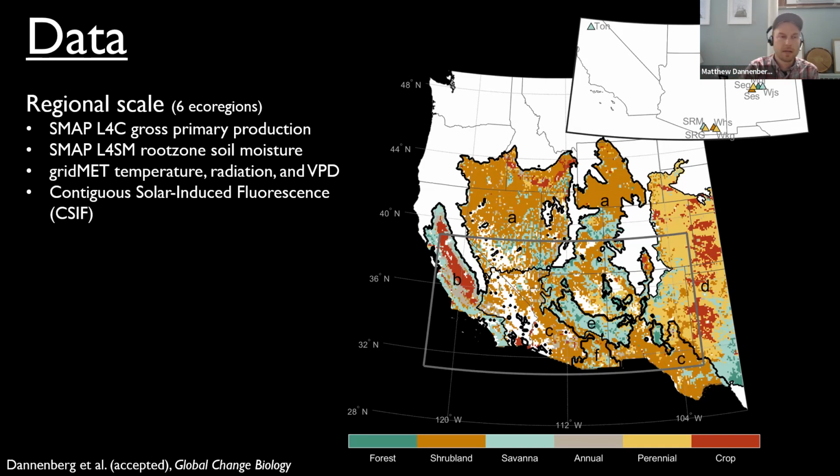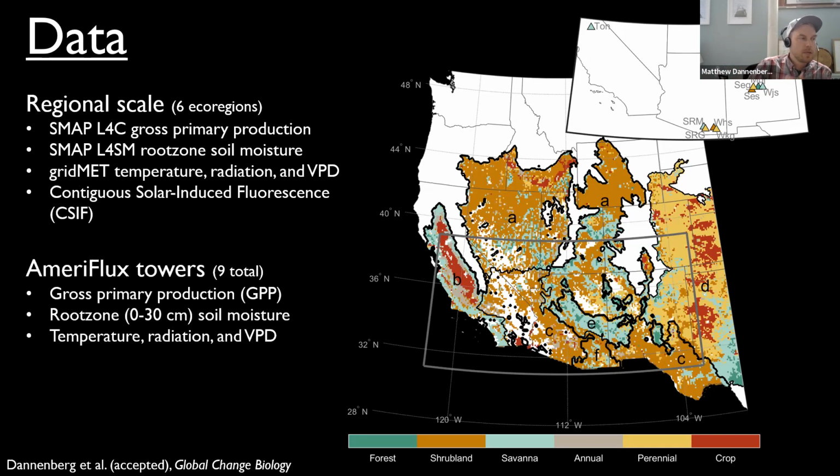It's a satellite-only product. And then the other thing we used was gross primary production estimates from 9 Ameriflux towers across the region, shown in this inset map, including 4 towers in New Mexico, 4 in southeastern Arizona, and 1 in California. And for that analysis, we used gross primary production as the response variable, and then root zone soil moisture, temperature, and radiation and VPD estimates from the tower as well.